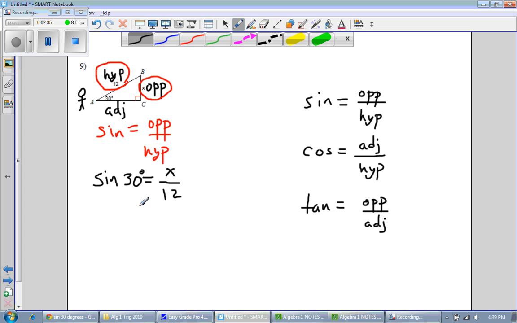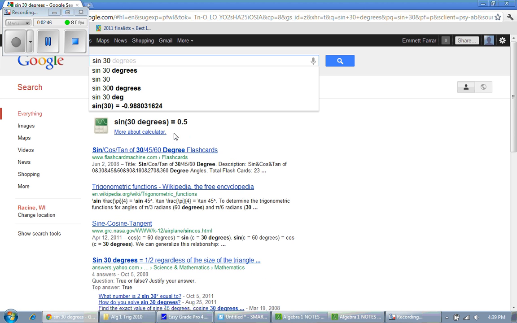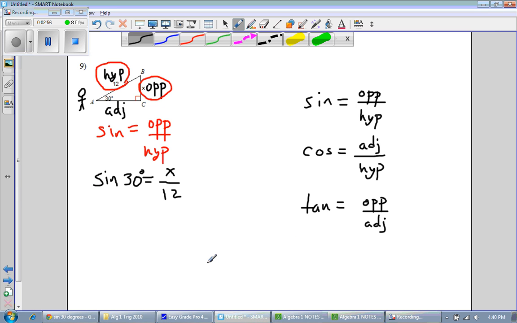You need a scientific calculator, or if you're looking at this on the computer, you can always just jump over to Google. I wonder if Google knows this. It seems to know everything. What if we just type in sine of 30 degrees? And look at that. Before I even press enter, it tells you that the sine of 30 degrees is 0.5. So we jump back to our problem, and we replace sine of 30 degrees with 0.5 is equal to x over 12.